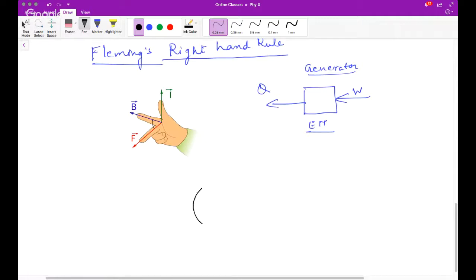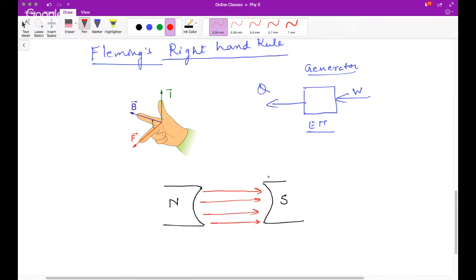So here is my magnet again. This is North Pole, horseshoe magnet, North Pole. This is my South Pole. And I have now, in which direction B is. So this is the direction of magnetic field lines, right? Let it be B. Now again, I'll put a conductor over here.